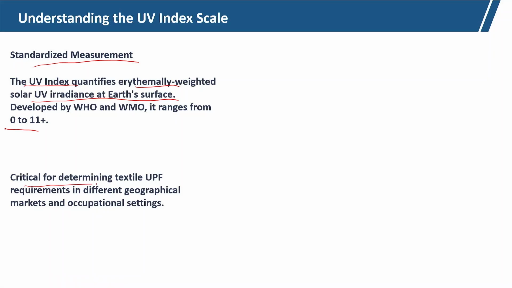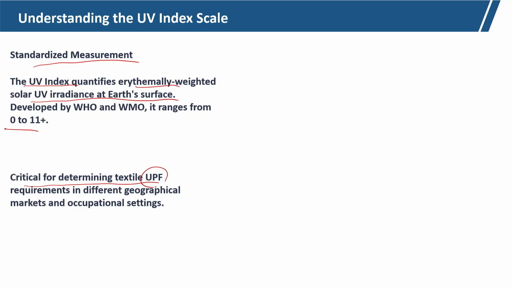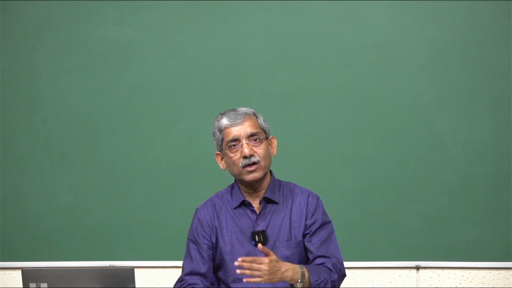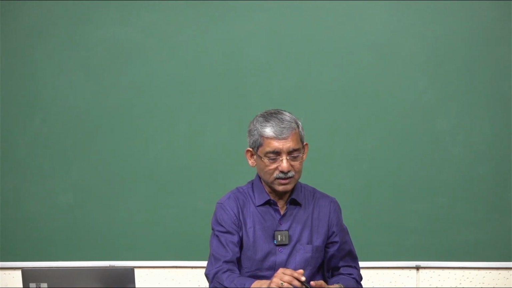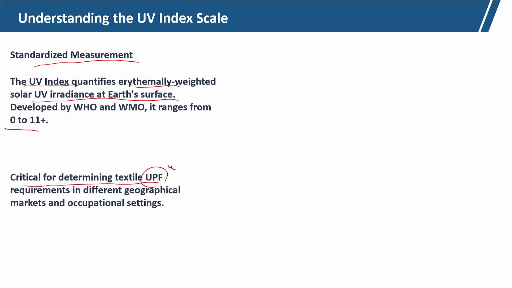And it is critical for determining the UPF requirement. So, we must know. Suppose I am going to a certain place, I must know what the UV index is in that location. Accordingly, I will wear particular clothing to protect ourselves. So, it is textile materials' ultraviolet protection factor. It determines what type of UPF we need, which is dependent on the UV index of that particular place.